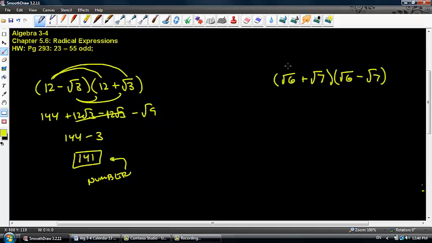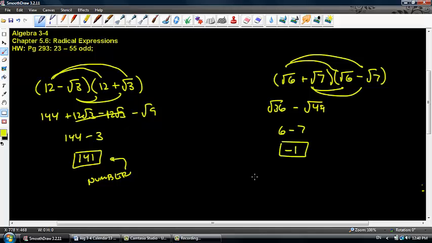I get a number. So what I get here is rad 36. We know that this and this are going to cancel, so I don't need to even write them. Minus rad 49, so I get 6 minus 7, which is negative 1.